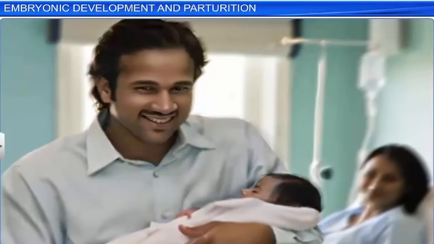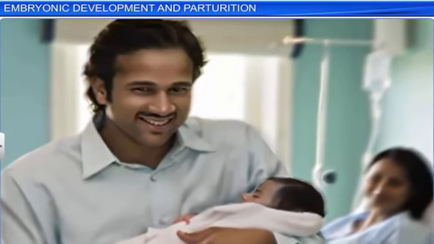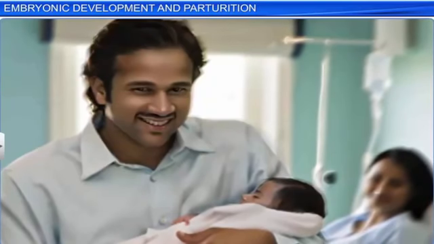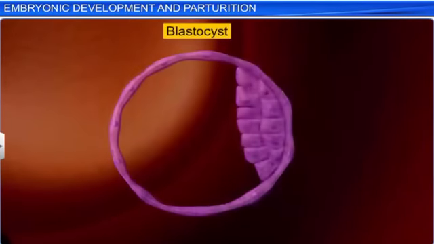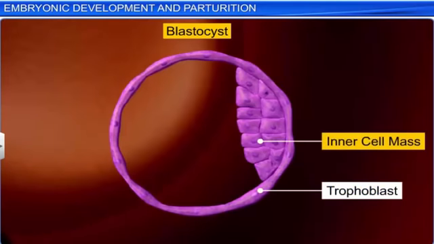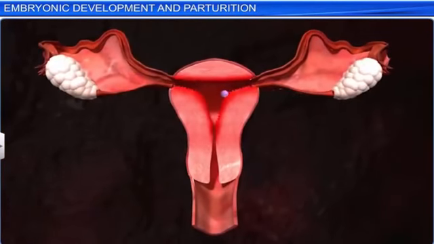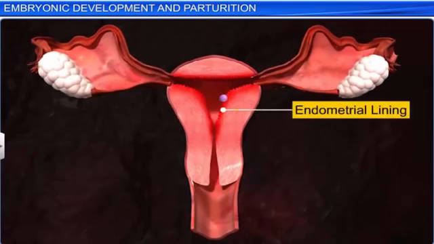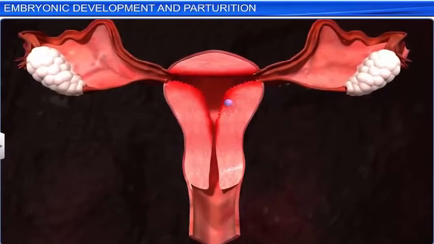The joys of holding a newborn baby know no bounds. The birth of a baby is an intricate and complex process that begins when the zygote undergoes cleavage and develops into a blastocyst, a hollow ball consisting of a trophoblast, an inner cell mass, and a cavity called blastocoel. As the trophoblast grows outwards and penetrates the endometrial lining of the uterus, the blastocyst, with a developing embryo, gets implanted in the uterus and pregnancy is initiated.